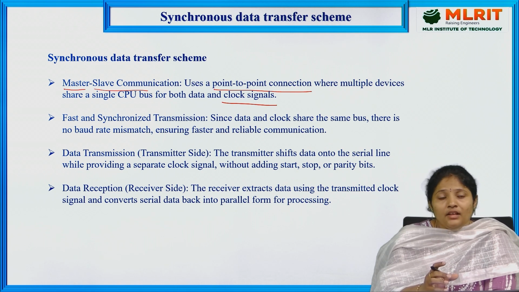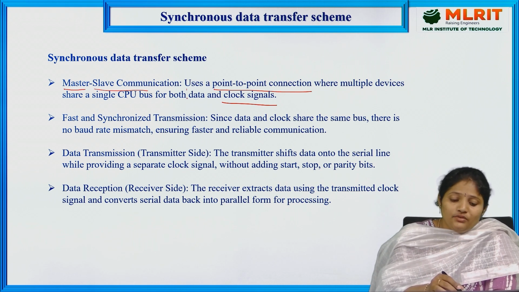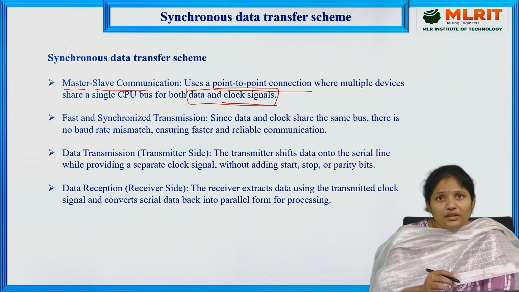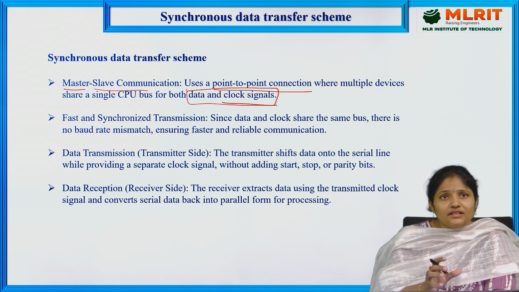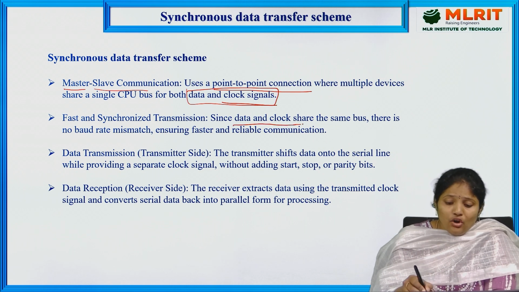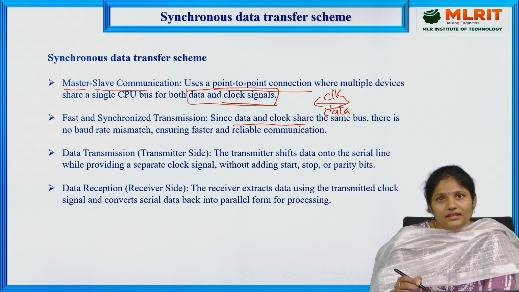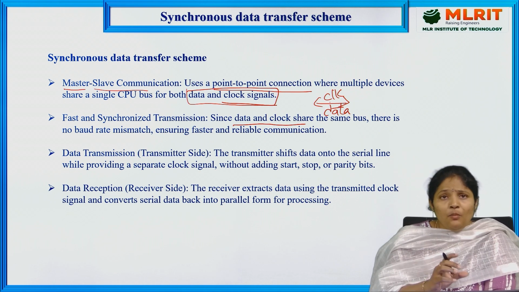Along with that, multiple devices can transmit and receive the data. Both devices can transmit and receive data by using a single signal, which is nothing but data and clock signals. Here in synchronous mode, fast and synchronized transmission is possible, because data and clock share the same bus. The same bus is used to transmit the clock and also the data, so there is no baud rate mismatch.